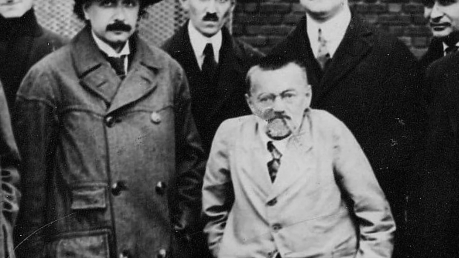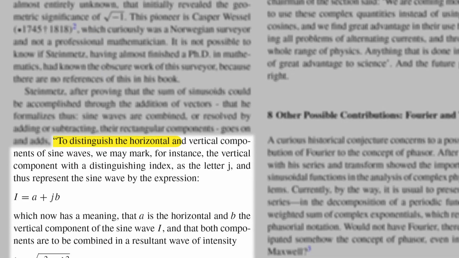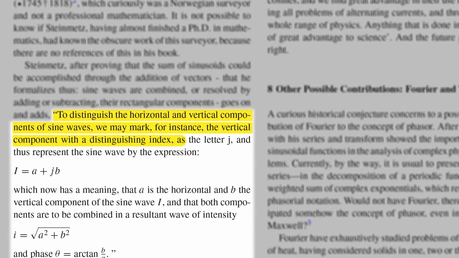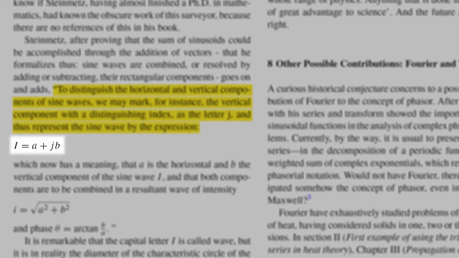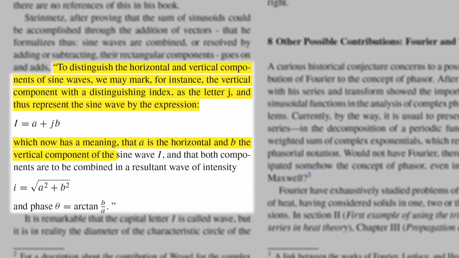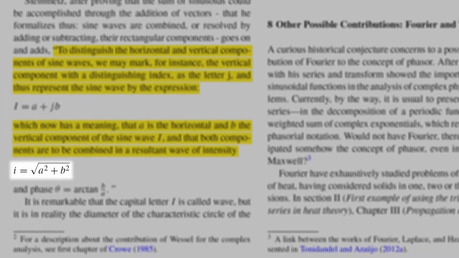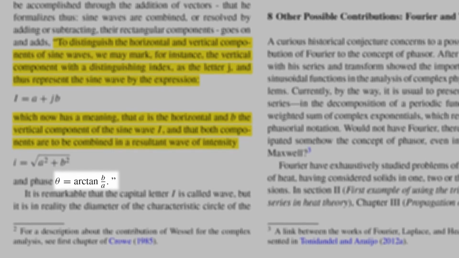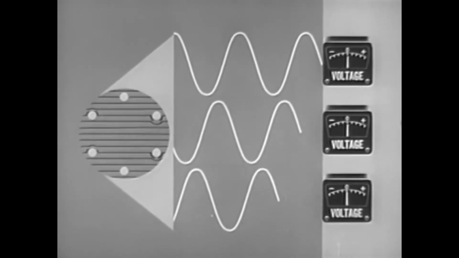In his 1893 paper, he explains how to simplify sinusoidal functions for the purpose of analysis. "To distinguish the horizontal and vertical components of sine waves, we may mark, for instance, the vertical component with a distinguishing index as a letter j, and thus represent the sine wave by the expression I equals A plus Bj, which now has the meaning that A is the horizontal and B is the vertical component of the sine wave I, and that both components are to be combined in a resultant wave of intensity square root of the quantity A squared plus B squared, and the phase angle equal to the arctangent of B over A." This notation, to become the phasor notation, eliminates the need to express time in the equations.